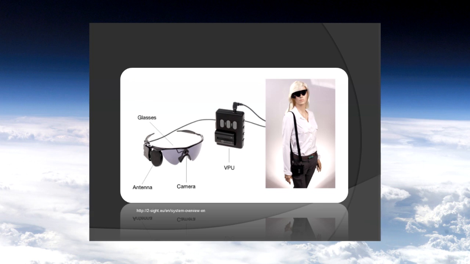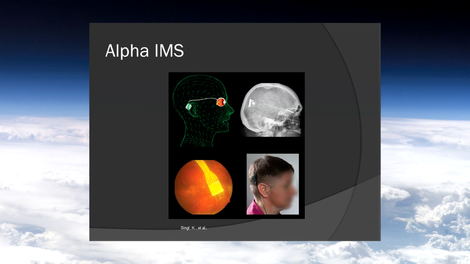That's not all there is to this system. It's quite fashionable. As you can see, you've got a camera, glasses, an external processor. There's just a lot going on, and I feel like we could do better. In fact, the Alpha IMS is a new system that came out just last week, actually. It was published. You can probably tell from the pictures already that it's quite different from the previous technology.